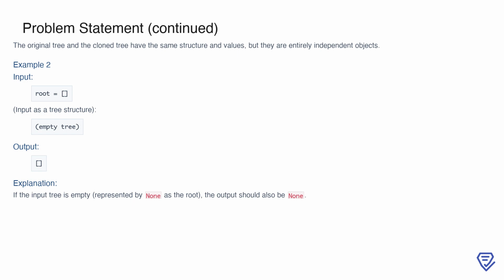Now, consider another example where the input tree is empty. This is represented by an empty list, or a none root node. In this case, the output should also be an empty tree, meaning the function should return none. This ensures that your solution handles the edge case of an empty input gracefully.